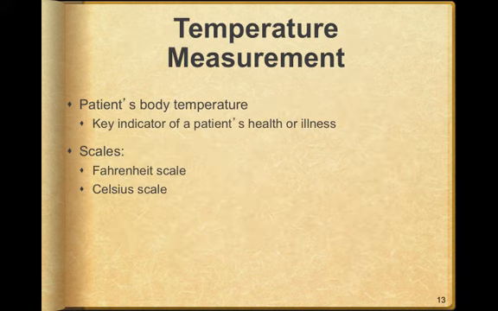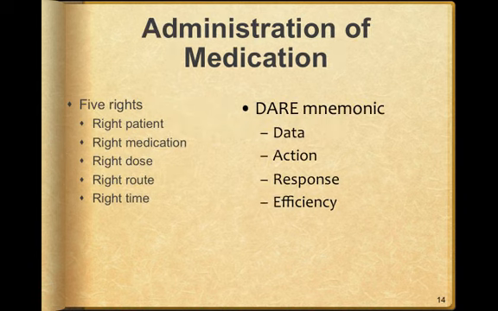Temperature measurement. Patient's body temperature is a key indicator of the patient's health and illness. Fahrenheit and Celsius, there's conversion factors. Again, we'll do some of these in the actual pharmacology chapter. Chapters 4 through 6 in pharmacology is where we'll be talking about these. Administration of medications, the 5 rights: the right patient, the right medication, the right dose, the right route, and the right time.